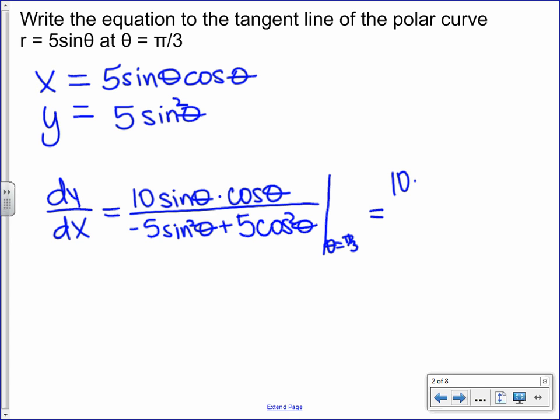What is the sine of pi over 3? Times the cosine, over negative 5 times sine squared would be 3 halves plus 3 over 4. Thank you. Times cosine squared would be 1/4.